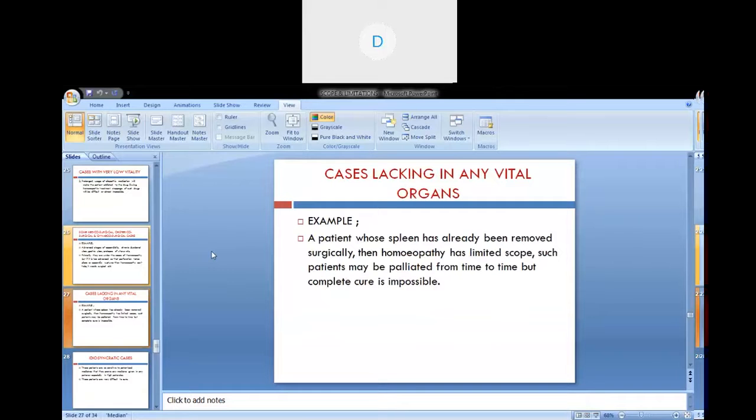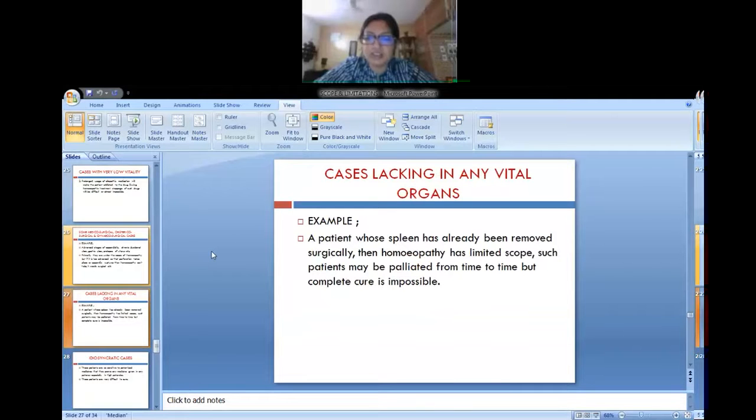So, in case a vital organ is missing, for example, you've had a splenectomy or any other surgery where you've removed the organ, then at that point, there is very little scope. It's not just a functional deficiency, it is also a structural deficiency in the body, a structural change. So you can't expect the medicine to do the job of the spleen. The spleen is missing, you cannot expect whatever simillimum you have selected to do its job.